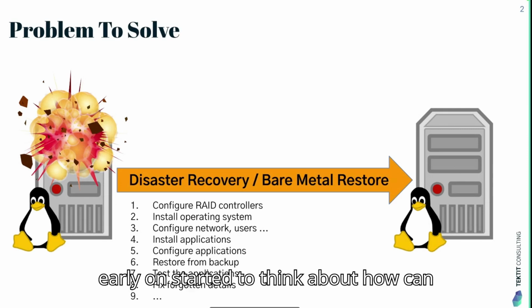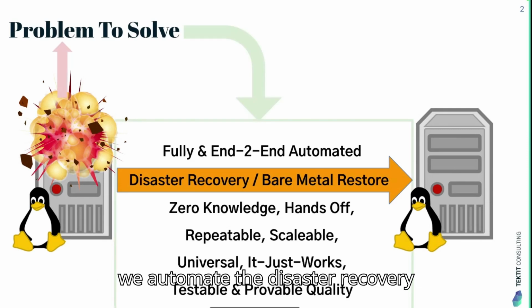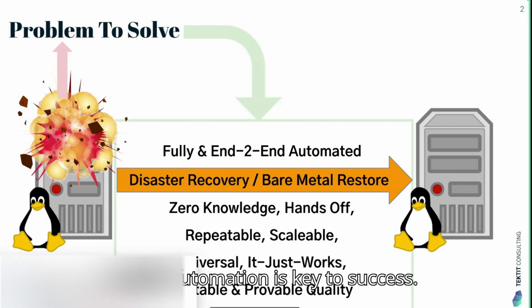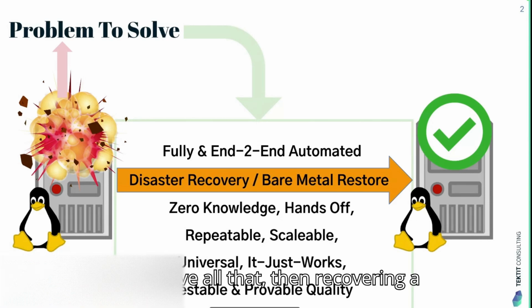So early on I started to think about how we can automate the disaster recovery. And the goals for my automation approach are always something like hands-off, zero knowledge, kind of, the janitor should be able to recover a server. That's the level of knowledge required that I personally would like to bring to the table at 3 o'clock at night when I'm called in to recover a server. And of course, quality is important. So how can I test that my disaster recovery procedure would actually work? And for that, of course, again, automation is key to success. If we have all that, then recovering a server is actually really, really simple.